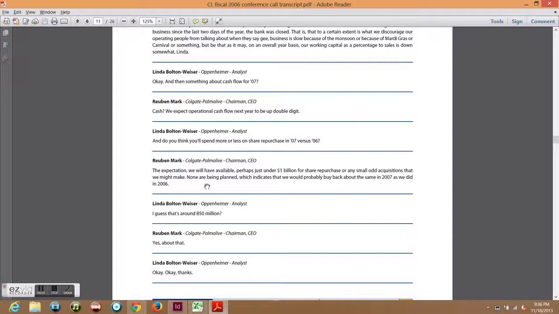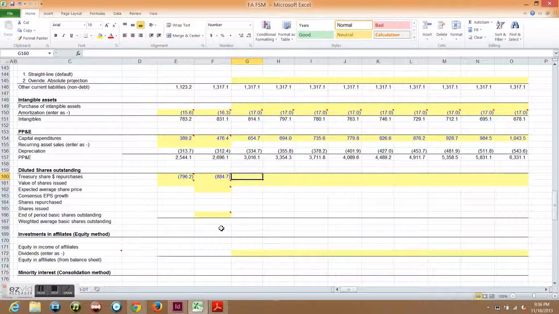He said typically if there's an acquisition, we go that route. But if we do not have an acquisition, which is usually the case, we're just gonna use around the same number as 06, and the analyst says, so 850, and he says yep, 850. So we're gonna use 850. Now you're probably thinking to yourself, okay, this is not 850. What is he saying?